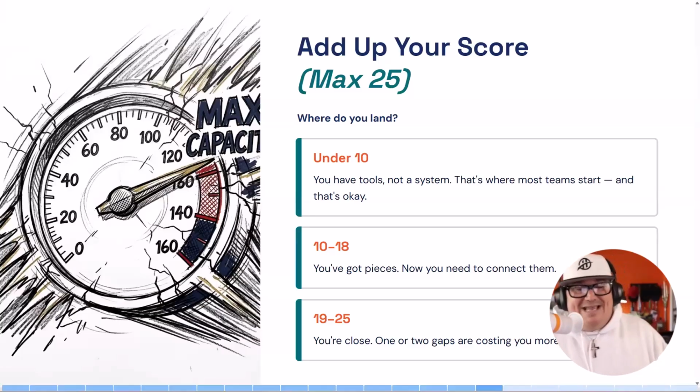Between 10 and 18 means you've got pieces, probably strong in maybe one or two of the areas, weak in a couple of the others. But the next sessions will show you which ones are weak and which ones you can fix first. 18 and above means that you have most of the system that we're talking about, and you probably have one specific gap costing you most of the consistency that you're looking for. And now you find it, fix it, and you'll be different in a couple weeks.